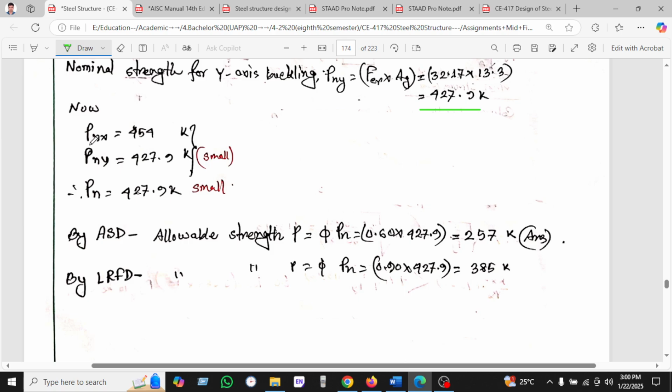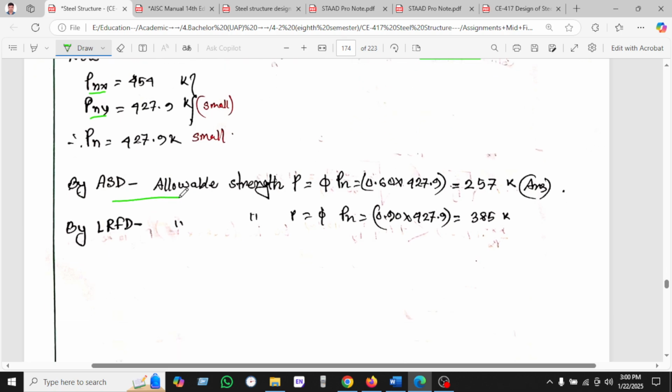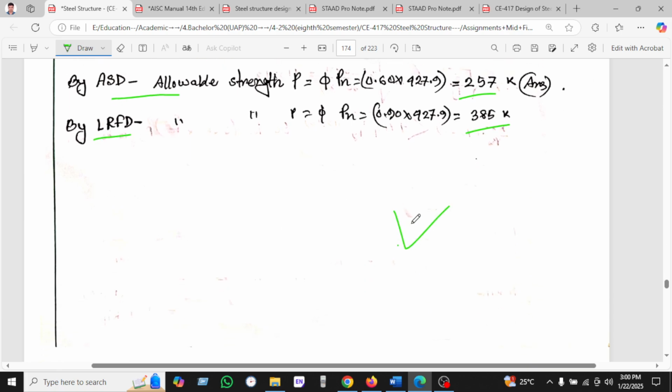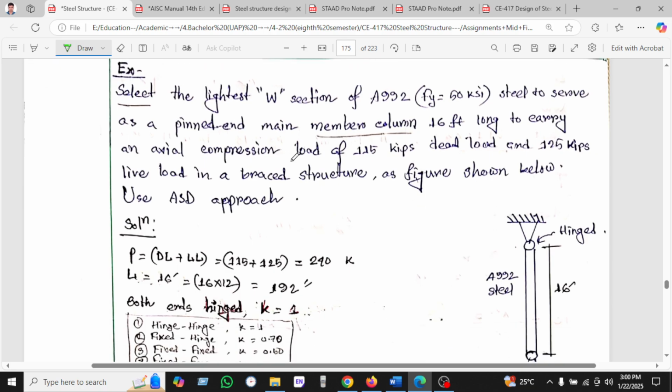So we have seen the x-axis gives 454 kip, and the y-axis gives 427 kip. So we will take the smaller value, which is 427.9 kip, as the member will collapse after reaching the minimum value. Now using the ASD formula we found 257. If we use the LRFD method, we found 385.7. This is our answer. So you can see another example.